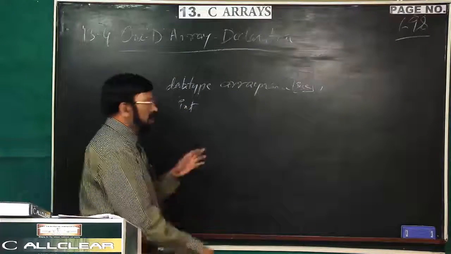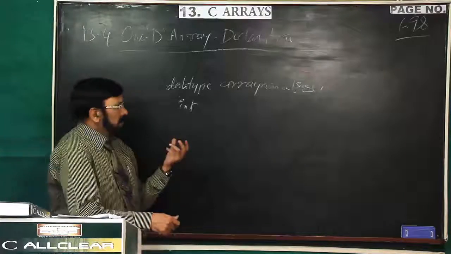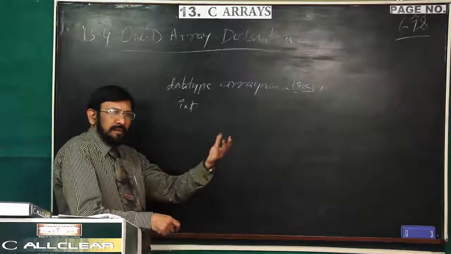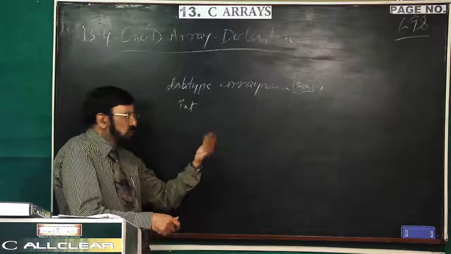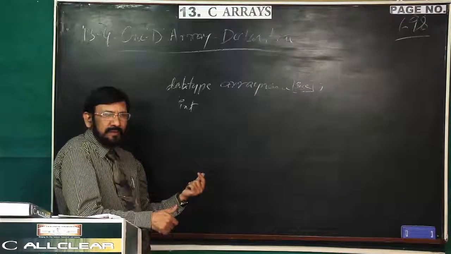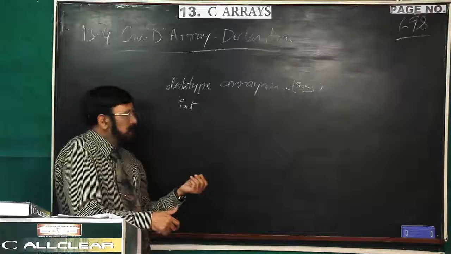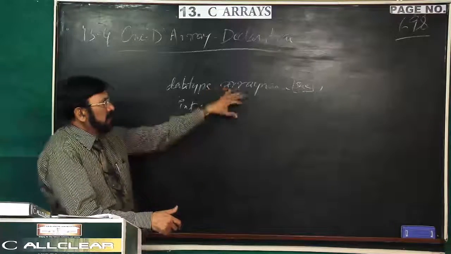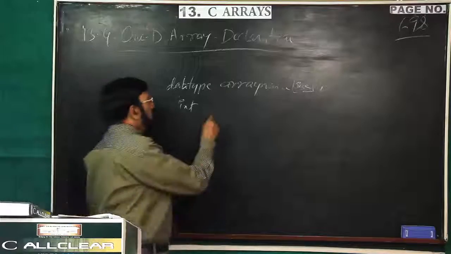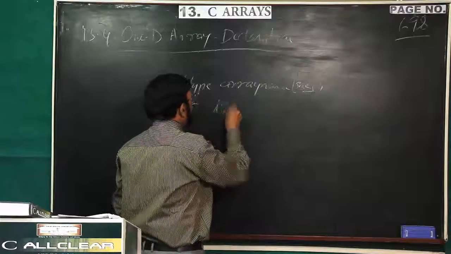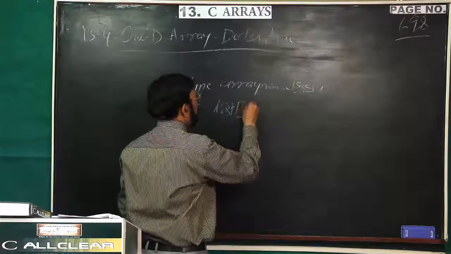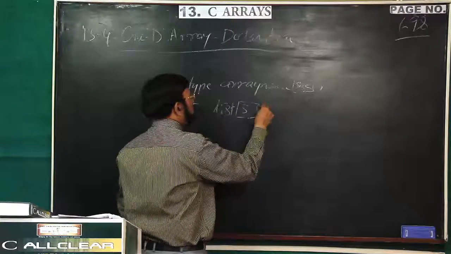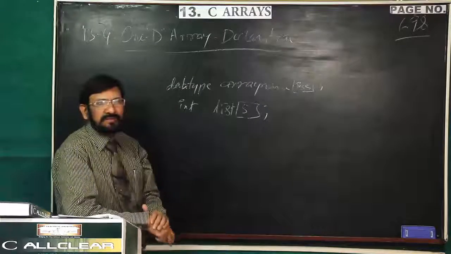Integer type array name. Already we discussed the identifiers, rules relating to identifiers. Any valid variable name is valid, legal for an array name. So we can give a name list. Now 5. Here we must specify size.